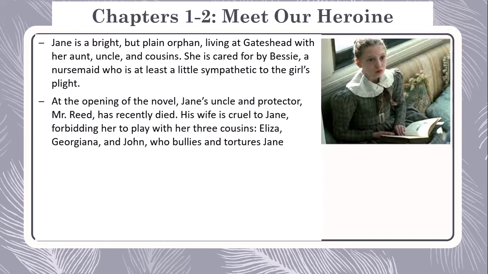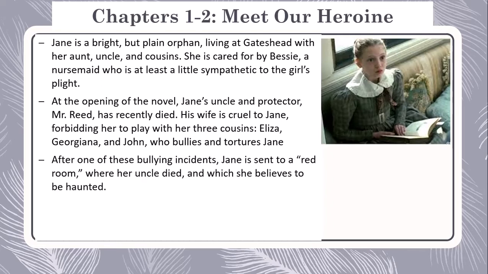At the opening of the novel, Jane's uncle, who's been her protector, Mr. Reed, has died. His wife is rather cruel to Jane, forbidding her to play with her 3 cousins, Eliza, Georgiana, and John. John, in particular, bullies and tortures her. Eliza and Georgiana are often at odds, so they're often fighting and quarreling, and they don't say very nice things about Jane either. After one of these bullying incidents, Jane is sent to the Red Room where her uncle died, which she believes to be haunted.